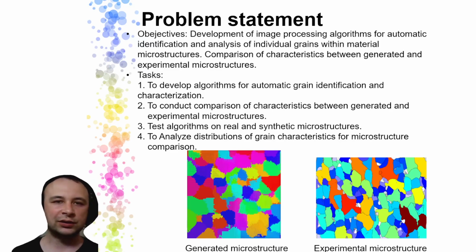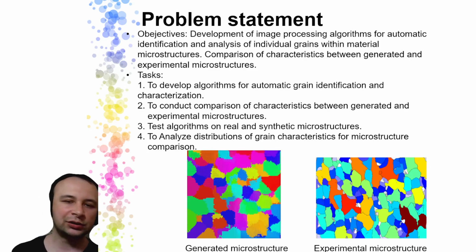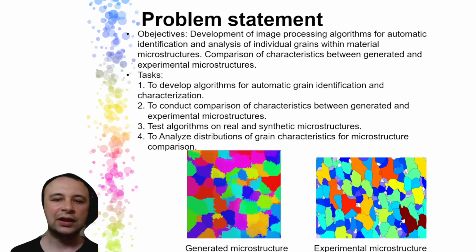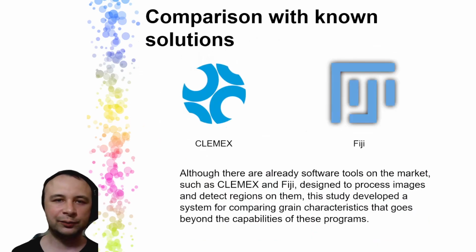microstructure comparison. On this picture, on the left you can see the artificially generated microstructure, and on the right you can see the experimental image obtained from light microscopy.